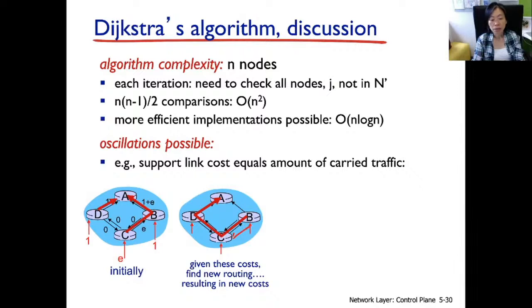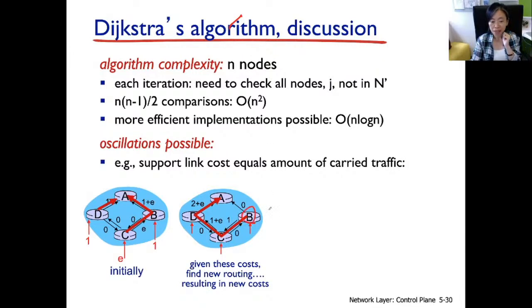On link BC, there's only one portion of the traffic. On link CD, 1 plus E. On link DA, 2 plus E. And that is why we see 1 plus E, 2 plus E, and all the rest of the links, 0. Once we update the link cost, after the next period that the Dijkstra algorithm is triggered, we compute new routes.